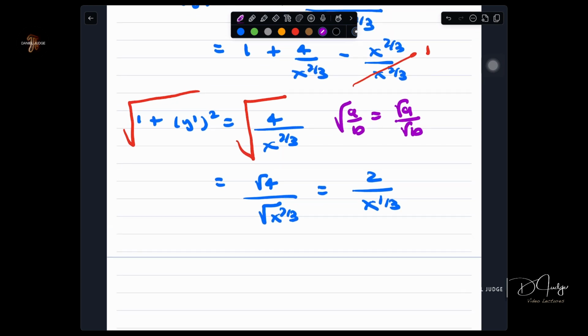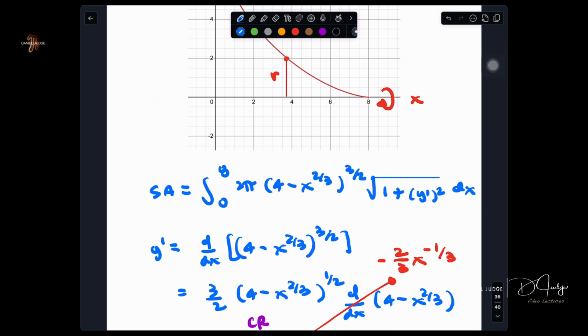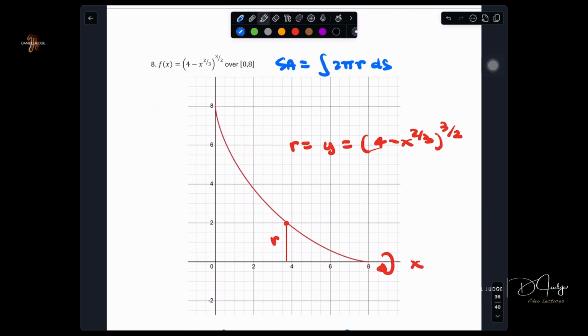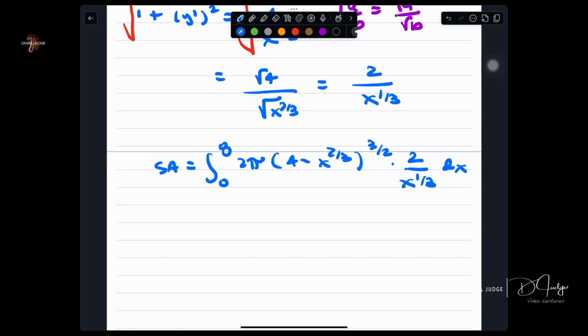Now, the arc length formula, though, was the integral from 0 to 8 of 2 pi y, where the function is right here. So we're going to have to write that down: 4 minus x to the 2/3, the whole thing raised to the 3/2 power. Now this will be times 2 over x to the 1/3 dx.